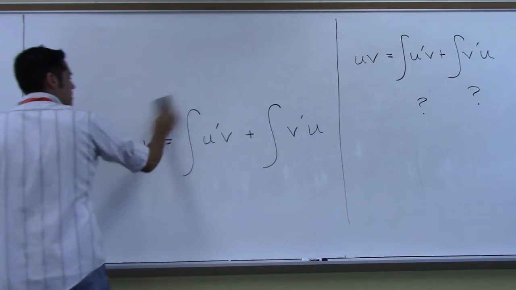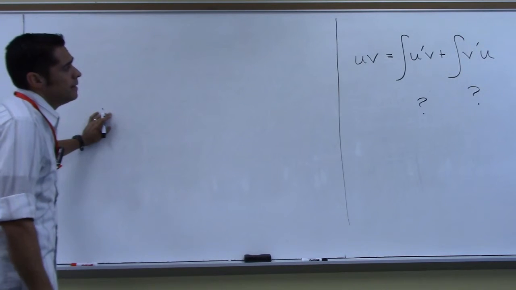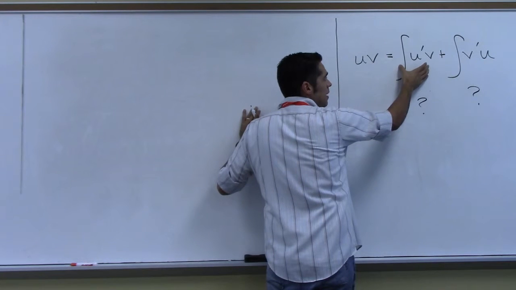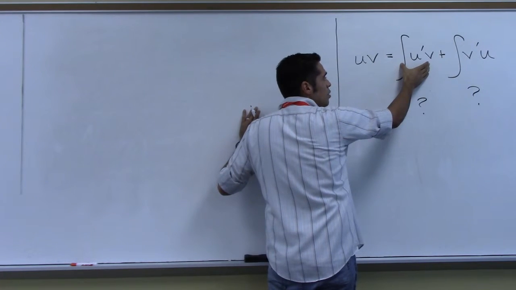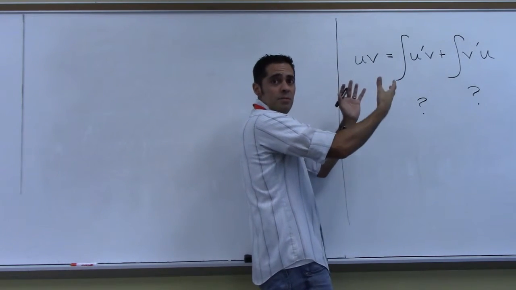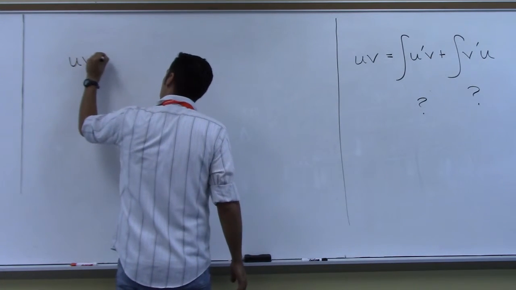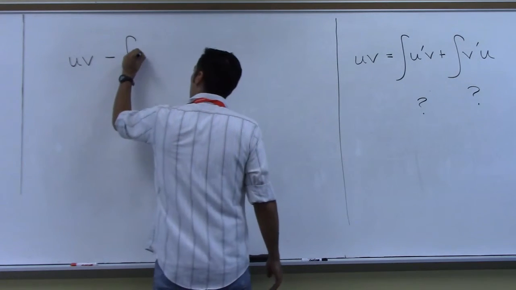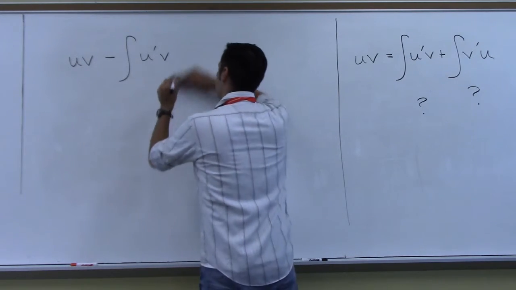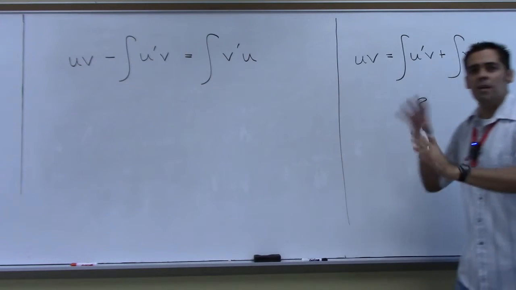What I'm going to do is I'm going to take this one right here, okay? And I'm going to subtract that integral from both sides of this equation. I mean, it's an equation, so I can move things around with addition and subtraction. I'm going to take this, leave it here, bring this over to the other side so it looks like this. uv minus integral of u prime v equals this. Understand? Just manipulating things algebraically.